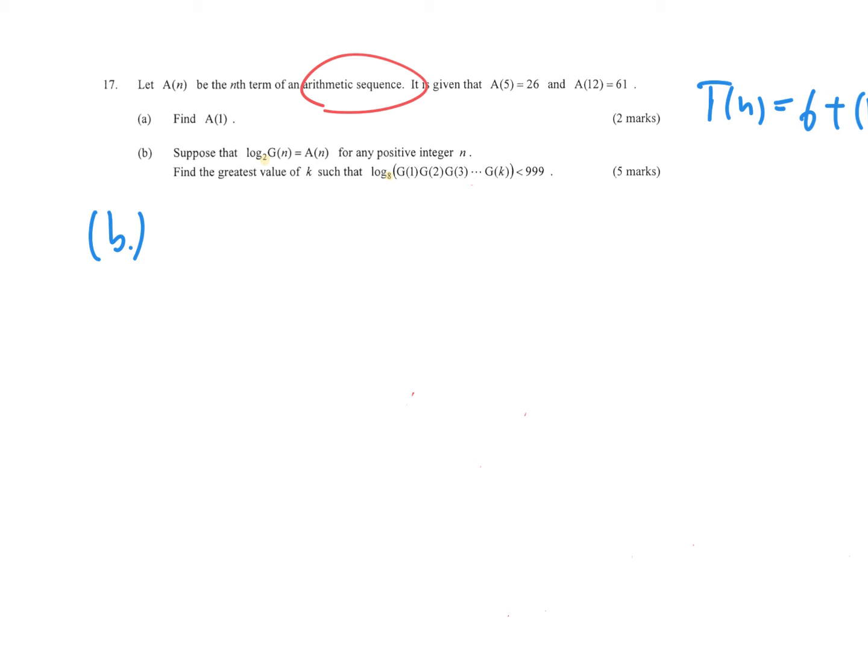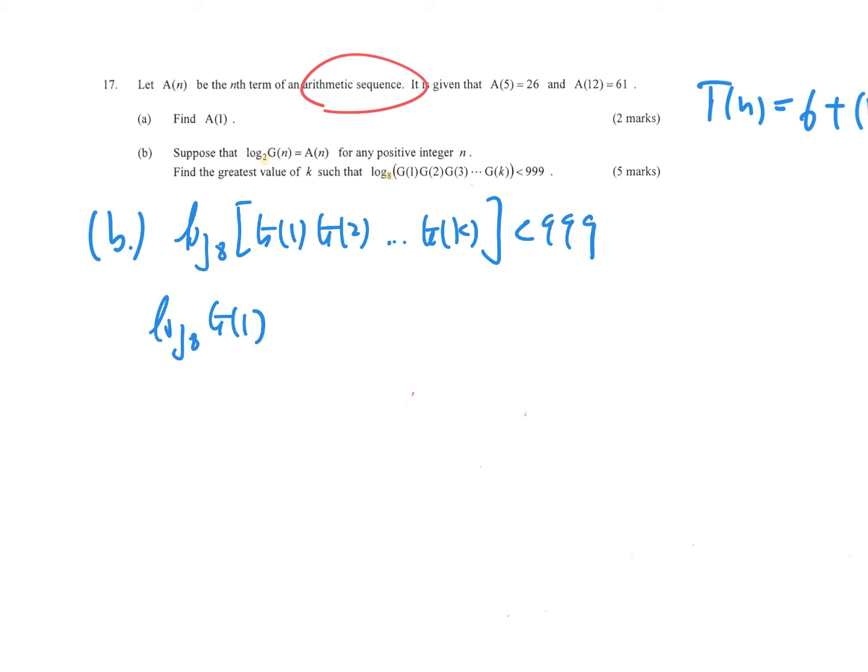Alright, to find the greatest value of k here, maybe we just simply copy the sentence here first. Based on the properties of log, we will have log base 8 g1 plus log base 8 g2 and so on up to g_k.